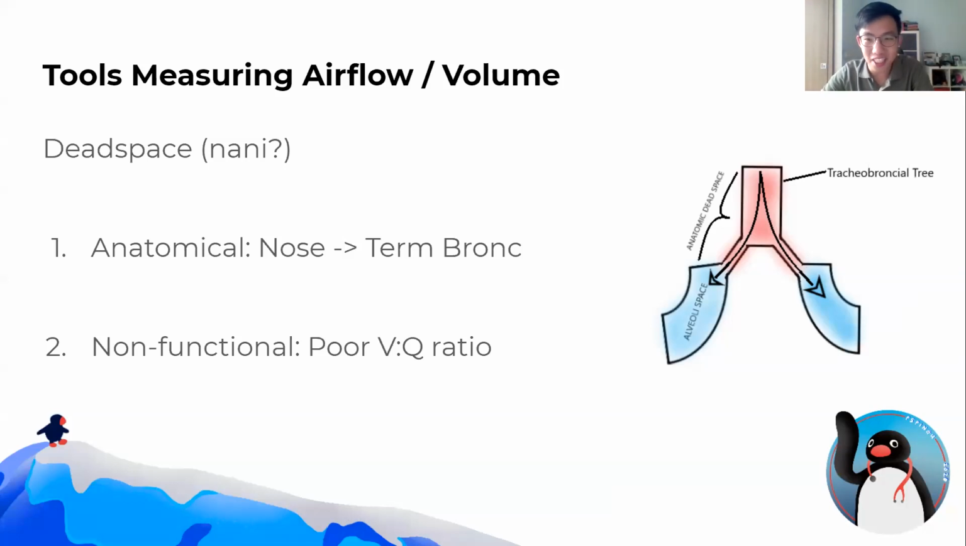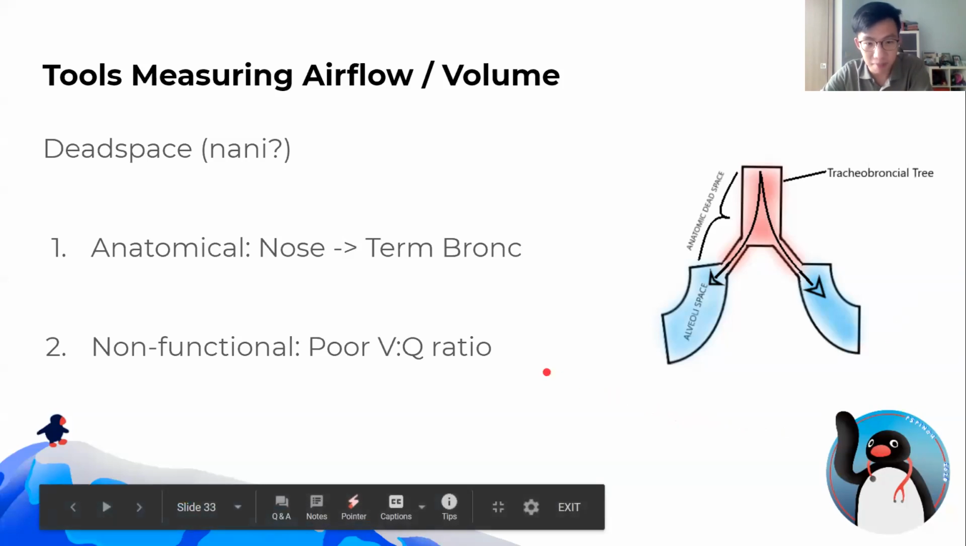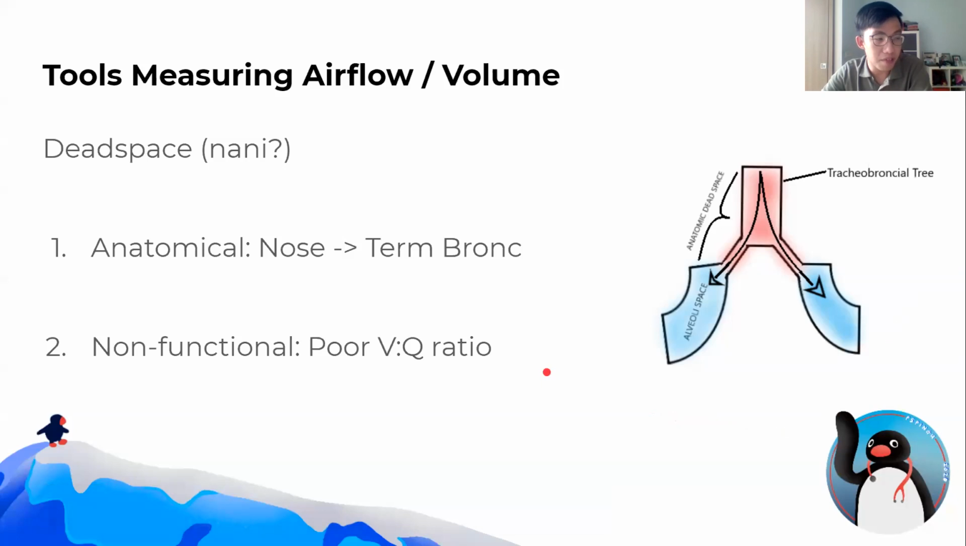So this anatomical dead space is normal, it's physiological, and it goes from your nose to your terminal bronchioles. As for non-functional dead space, this is the other dead space I'll be mentioning next week. Essentially, if certain parts of the lungs are not perfused, you can consider that area a dead space, because the air in those alveoli doesn't undergo gas exchange. So that's non-functional dead space for you.